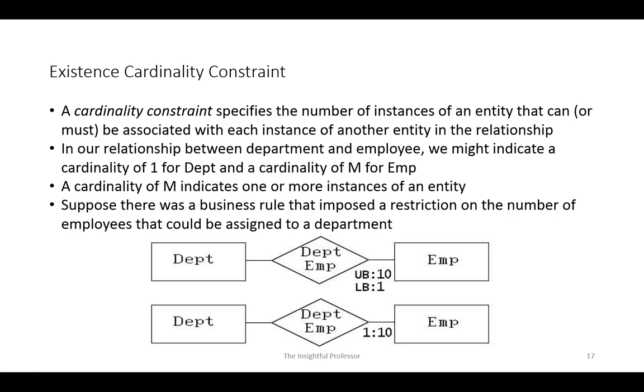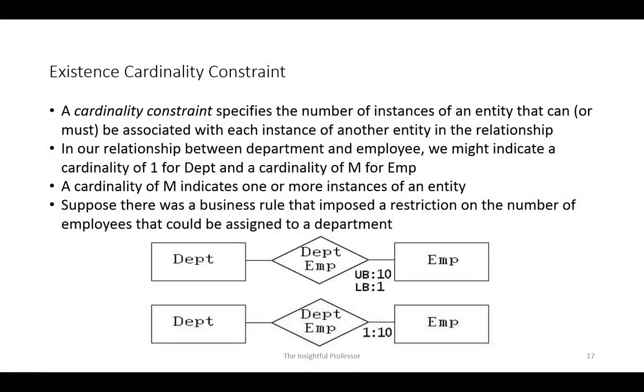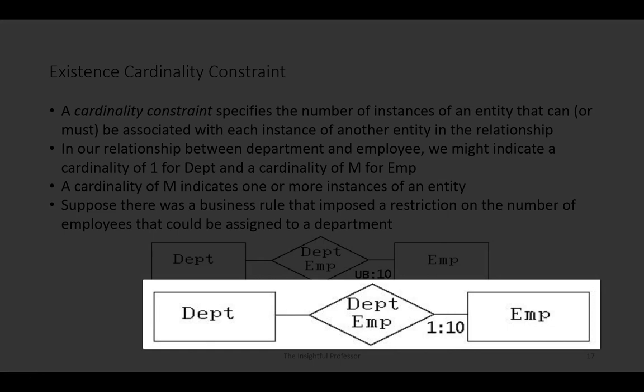So note that we have different ways that we can express this. We had previously stated department was one, employee was many, indicating the many would be anywhere from one to some large number perhaps. But we can also specify it a little differently here. Notice in the first example, we're using UB and LB for upper bound and lower bound. This is showing an explicit upper bound or an explicit maximum and an explicit lower bound or an explicit minimum. Alternatively, we can simply put the range. In this second example, we say 1:10. So a department can have assigned to it anywhere from 1 to 10 employees.